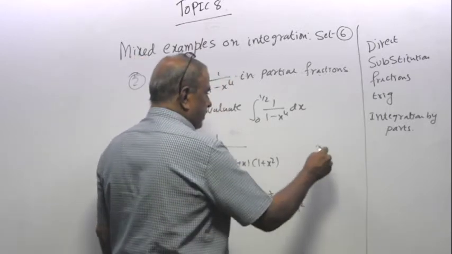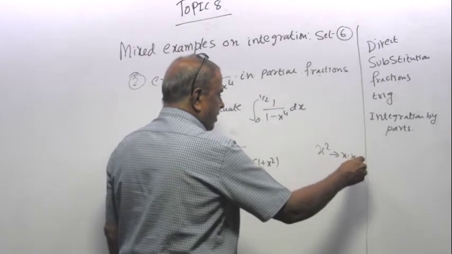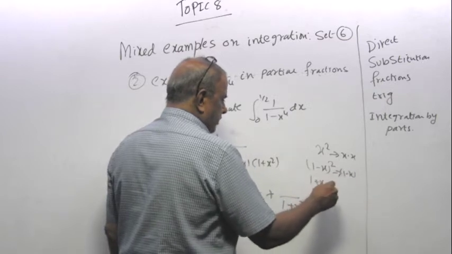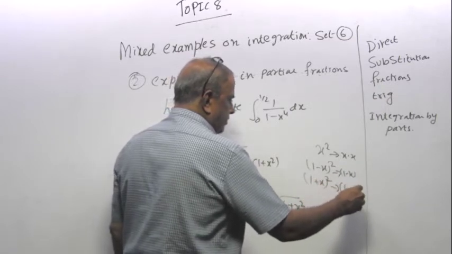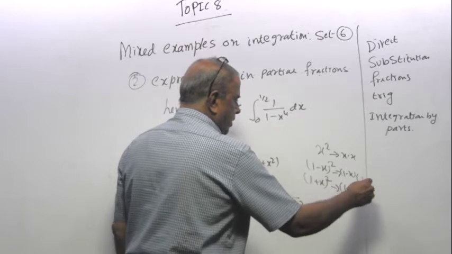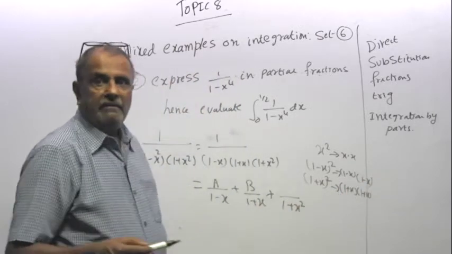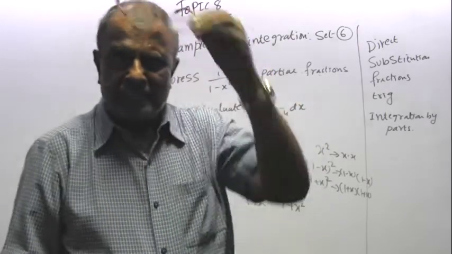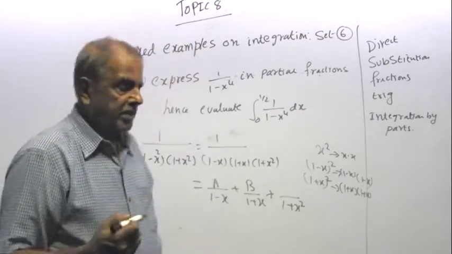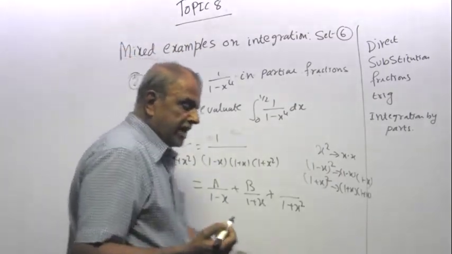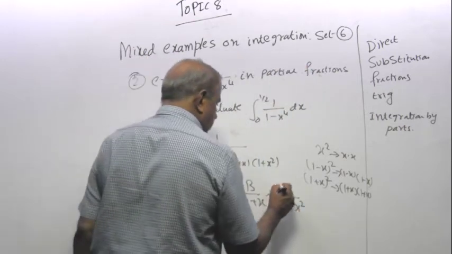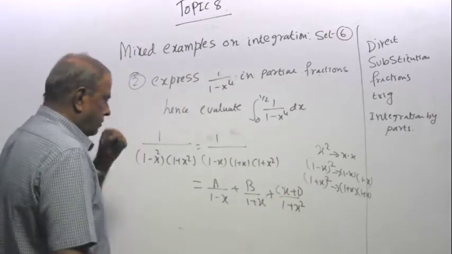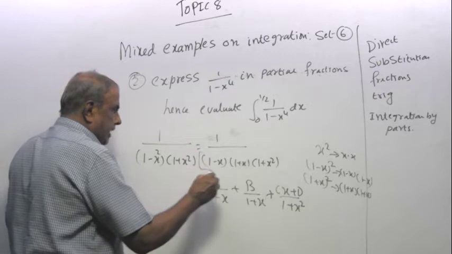Remember, if it was x squared, I could factorize it. If it was 1 minus x whole squared, I could factorize it. If it was 1 plus x the whole squared, I could factorize it. But it is 1 plus x squared, which cannot be factorized. So the denominator is a quadratic that cannot be factorized. Then the numerator should be 1 degree less than the denominator. So the numerator will be a linear expression. So multiply throughout by that.